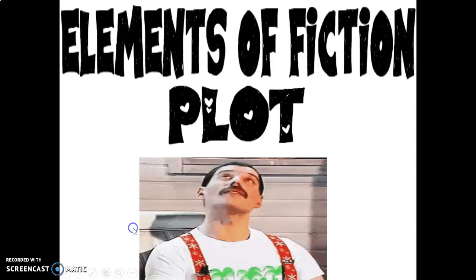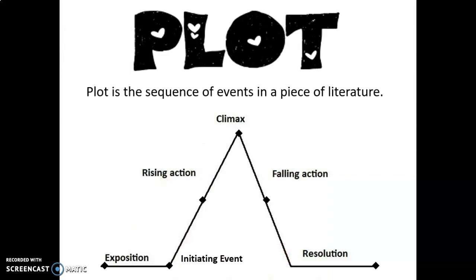This PowerPoint is going to be a pretty quick review of our elements of fiction, specifically plot. So you've all seen this lovely little plot mountain, seems like 100 times now. Plot, as we've all learned, is just a sequence of events in our piece of literature. And we divide our plot into several different parts as we're going through the story.